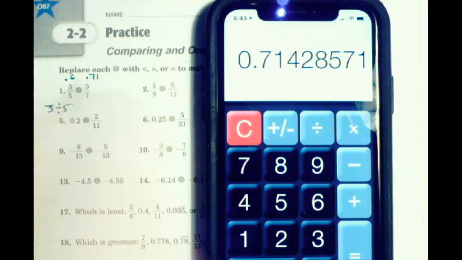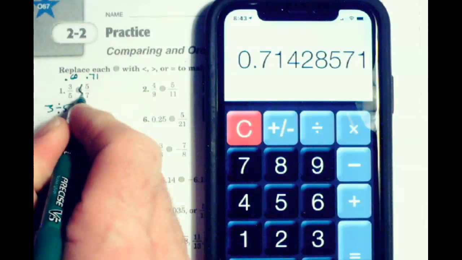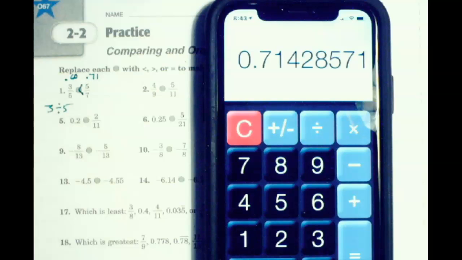0.71. Now, I really don't need to go even past that. I'm going to throw a 0 on here just so that I can think about money. We've got 60 cents and 71 cents. Well, 71 cents is definitely bigger. So 3/5 is less than 5/7. Let's take a look at another one here.